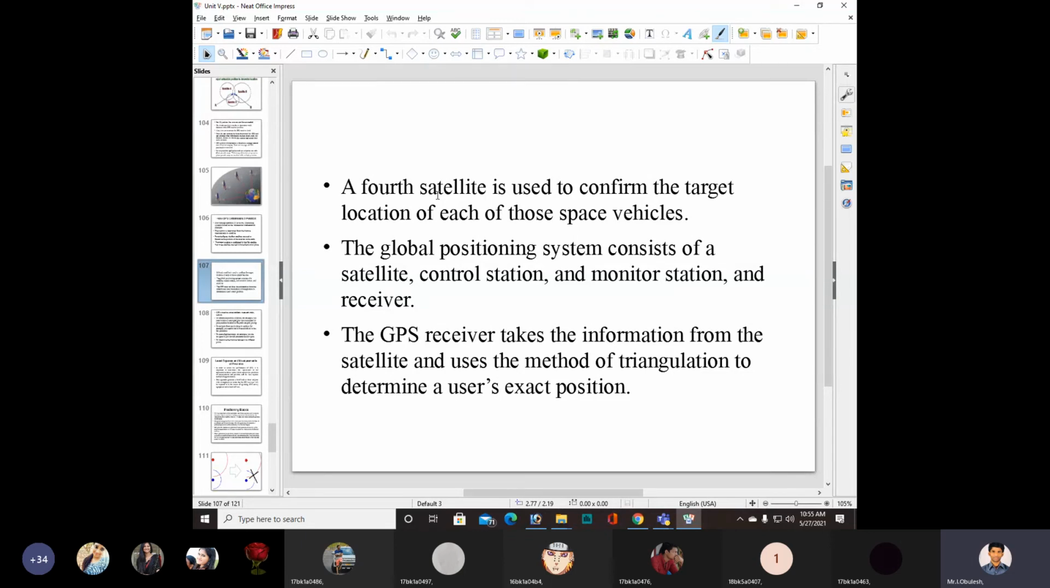The global positioning system consists of a satellite, control station, monitor station, and receiver. The GPS receiver takes the information from the satellite, and uses the method of triangulation to determine a user's exact position.